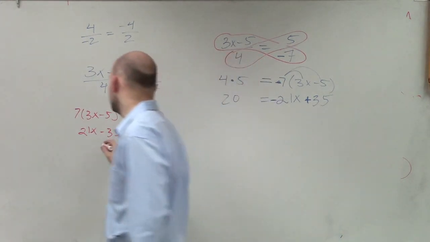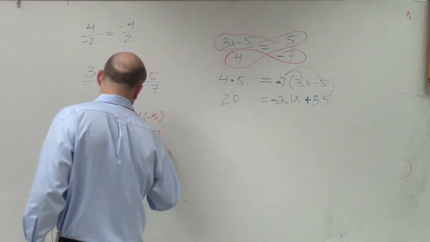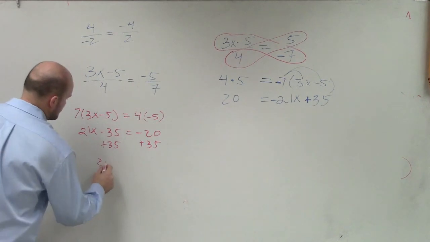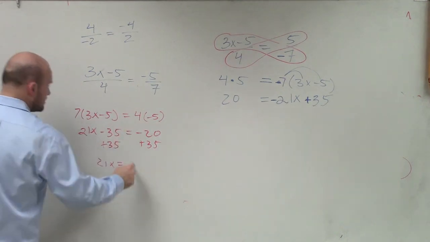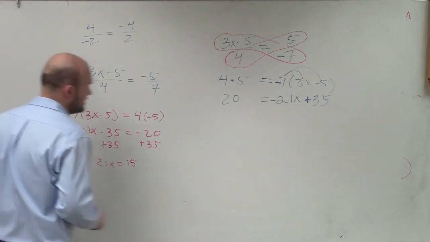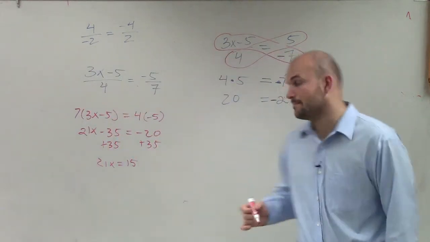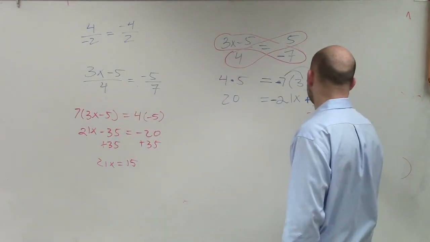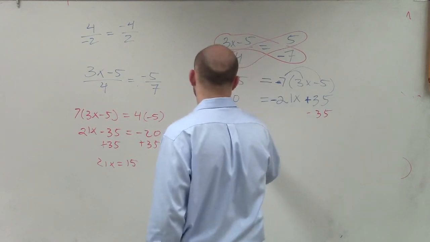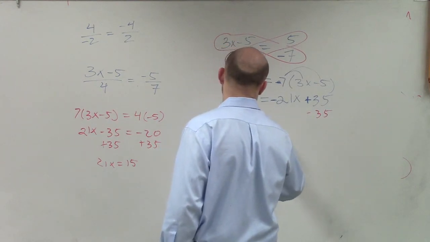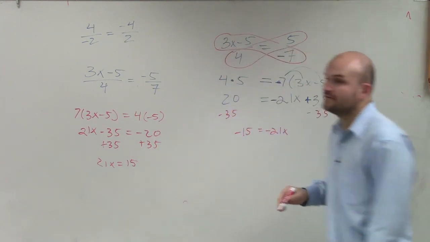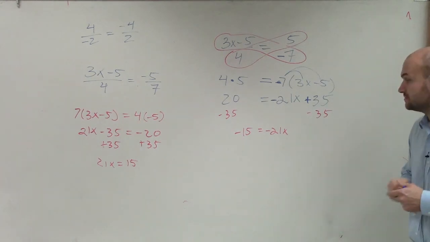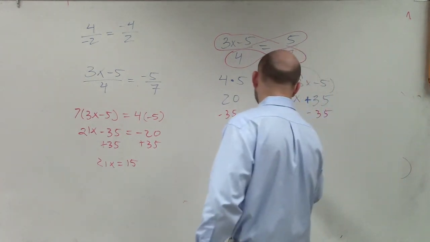To solve from here, I add 35 to both sides. 21x equals positive 15. Right? To solve this, I'll subtract 35. Negative 15 equals negative 21x. Divide by negative 21.